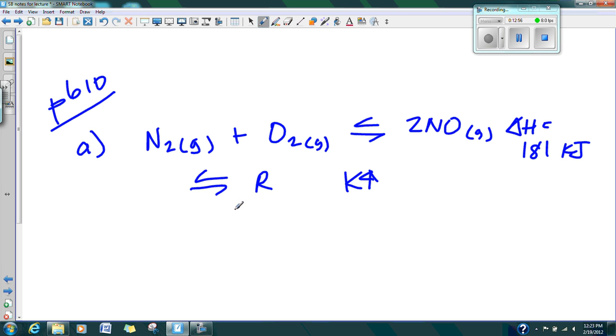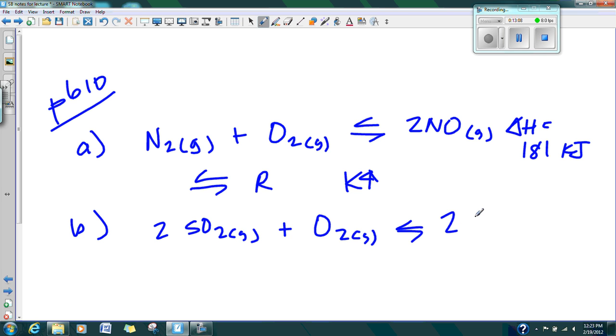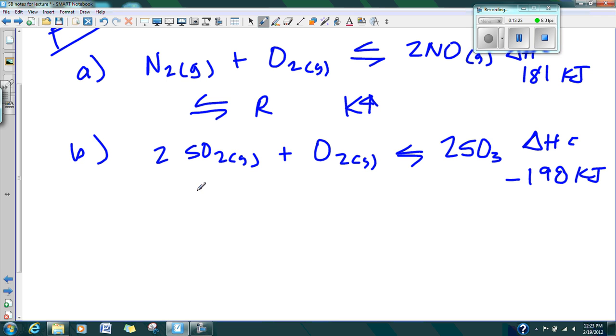And part B, it tells us that I have 2 moles of sulfur dioxide gas plus 1 mole of oxygen gas, and this is at equilibrium, and I have 2 moles of sulfur trioxide. Here you should recognize that it gives us my change in heat as 198 kilojoules with the negative sign out in front, so that means that it's an exothermic reaction, and so here my equilibrium shift is going to be to the left because it's exothermic, and so my K is going to decrease.